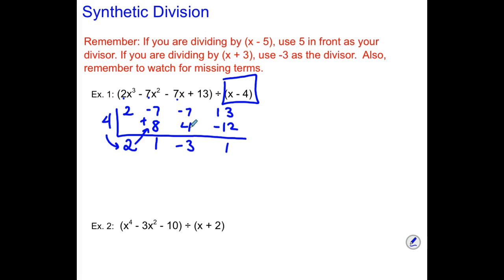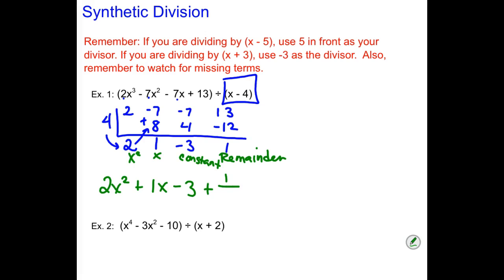Now, when we look at our synthetic process here, what we have in our bottom row, the last number is your remainder, and then work backwards. Your next number would be your constant. The next would be your x, the next would be your x squared, and you'd keep going. So, final answer, I have 2x squared plus 1x minus a constant 3, plus I have a remainder of 1, and I was dividing by x minus 4. Okay? All right, let's try one more of those.